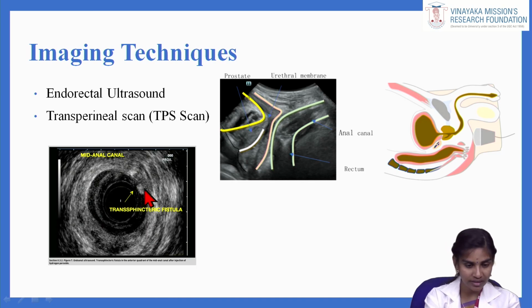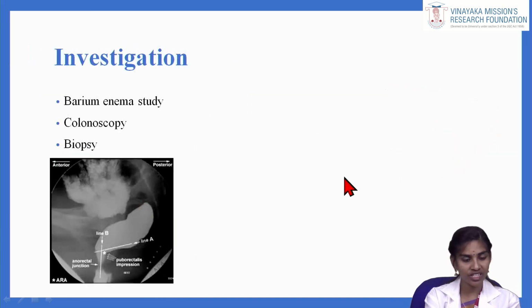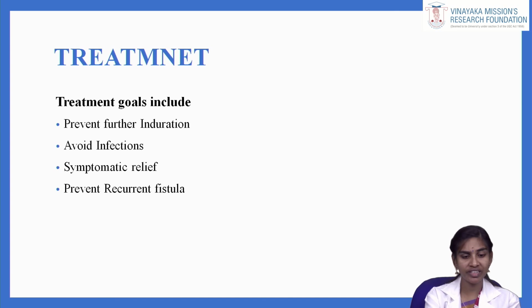We can see the fistula here. Other investigations are barium enema study, colonoscopy if necessary, and biopsy. Biopsy is done for chronic perianal abscess with fistula. The treatment goals are to prevent further induration, avoid infections, provide symptomatic relief, and prevent recurrent fistula.